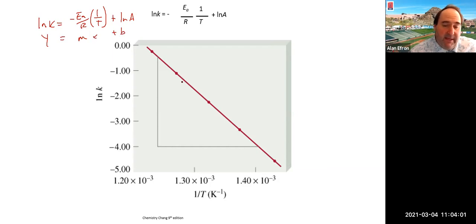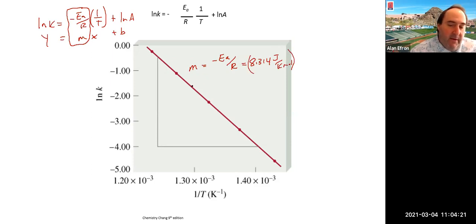You can see that we get a straight line when we do that graph. The slope of that line, if we pull it out from this equation, is equal to minus Ea over R. Since R is a constant, 8.314 joules per Kelvin per mole, by knowing the slope of the line, if we multiply it by the gas constant, we can figure out the activation energy from that. By the way, if you do that, the activation energy will be in units of joules. Usually activation energy is given in kilojoules, but if you do it through the graph here, it will end up in joules because of that.